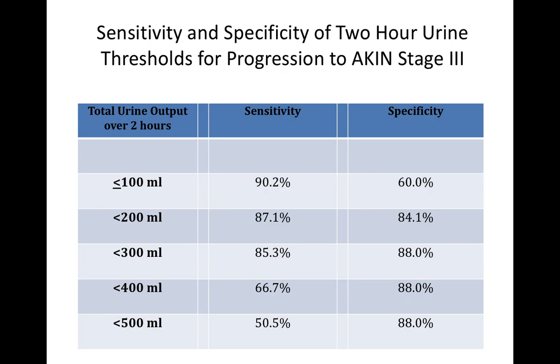So if you give a standardized dose of furosemide, which is 1 milligram per kilogram if you're furosemide naive, and 1.5 milligrams per kilogram of furosemide if you have seen any loop diuretic in the previous 7 days, what you find is that if you are incapable of making 200 mLs of urine in 2 hours, you are likely to progress to stage 3 AKI. And if you are able to have a robust response, then in fact you do quite well.